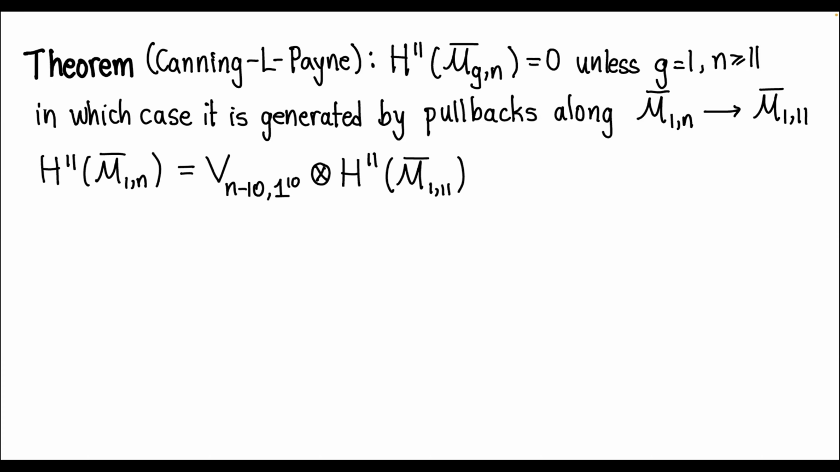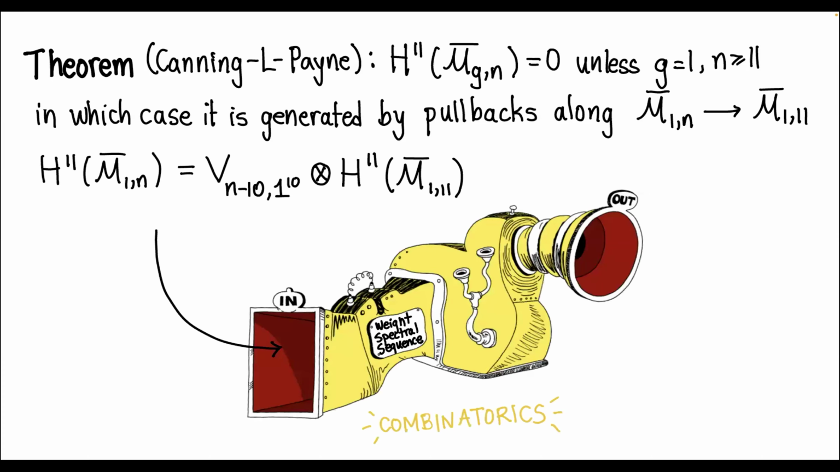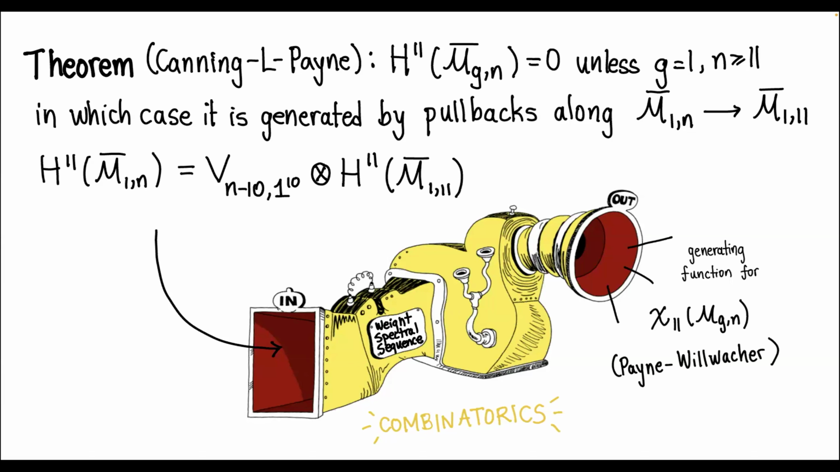So this is enough information to now plug in to Deligne's weight spectral sequence. But this time we're plugging in something non-zero. And so there's some really interesting combinatorics, which was carried out by Sam Payne and Thomas Willwacher. And they obtained a generating function for the weight 11 Euler characteristic.